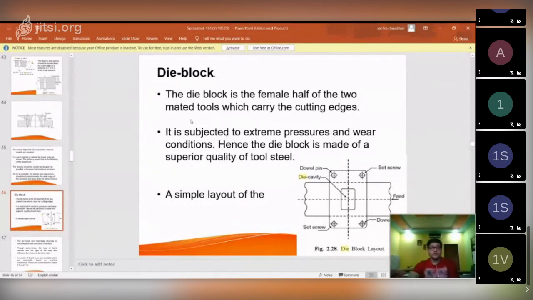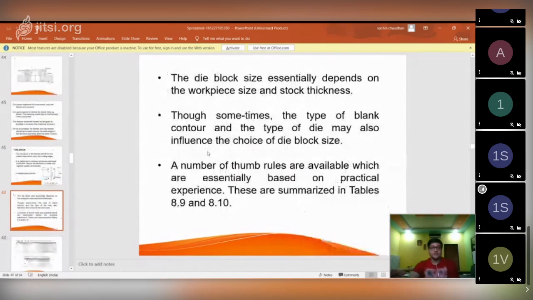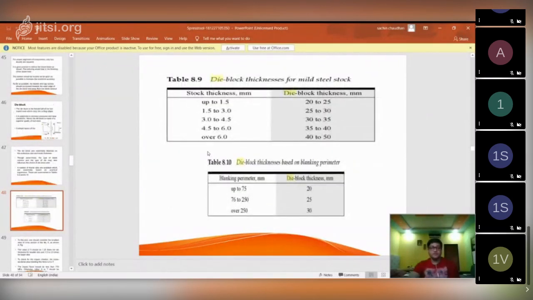So we covered the die block, what a die block is and how it is designed. What are the necessary key points while designing, or what are the factors that affect the die block design, size and shape. Some thumb rules are used according to the stock thickness and the blank perimeter. We saw how from that table you can take the thickness.